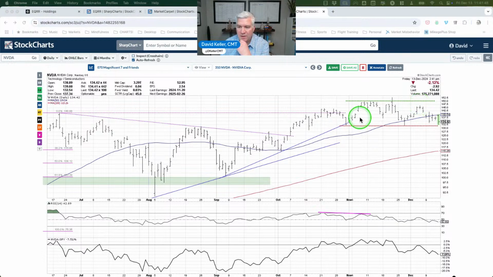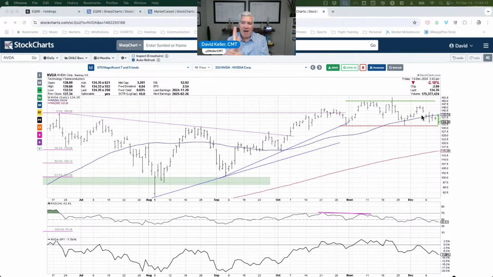So let me clarify. A basing pattern is kind of like a rectangle on the chart, right? The chart can be going up, higher highs and higher lows. It can be going down, lower lows and lower highs. It can be going sideways, which means static highs and static lows, right? A consolidation or an equilibrium phase, right? And so on the chart of NVIDIA, you can draw a rectangle around the recent price action over the last 6 weeks. That's a basing pattern.